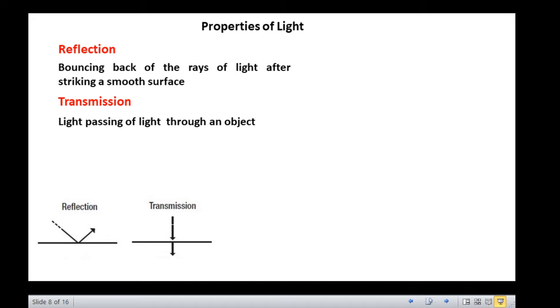Do reflection and transmission have any role to play in microscopy? Yes, they do. If we want to see objects under a microscope, the objects should either reflect or transmit light. The third property is refraction.